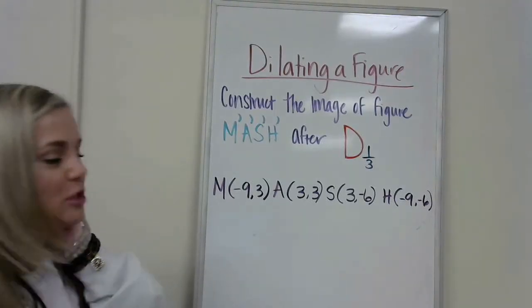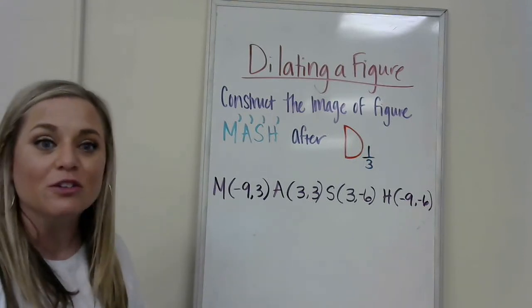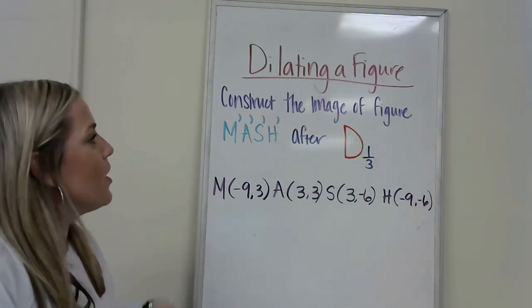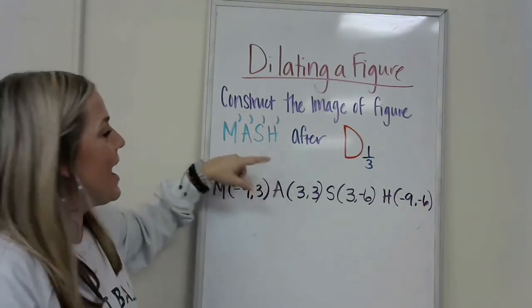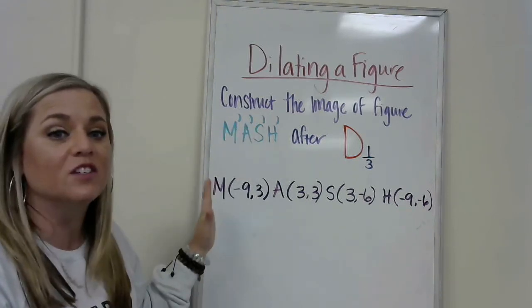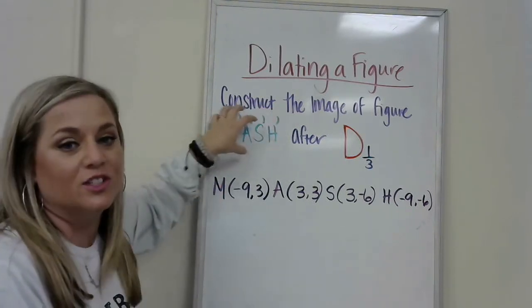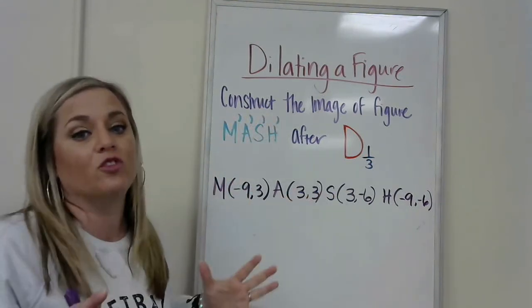All right, so we're going to do something a little bit different this time. We're going to do a 4-sided figure instead of a triangle. We're going to construct the image of the figure MASH. The prime marks mean the new figure, okay? These don't have prime marks on them, so they're our original figure.